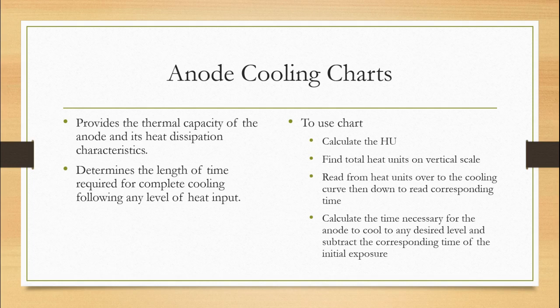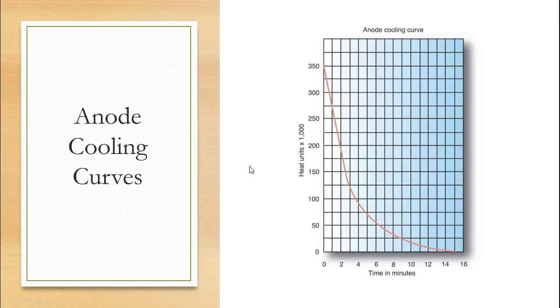Then you find the total heat units on a vertical scale. So you're going to look at the scale and you're going to say, okay, I'm going to show you what one looks like. You're going to read from the heat units over to the cooling curve and then down to the corresponding time. You're going to calculate the time necessary for the anode to cool to any desired level and subtract the corresponding time from the initial exposure.